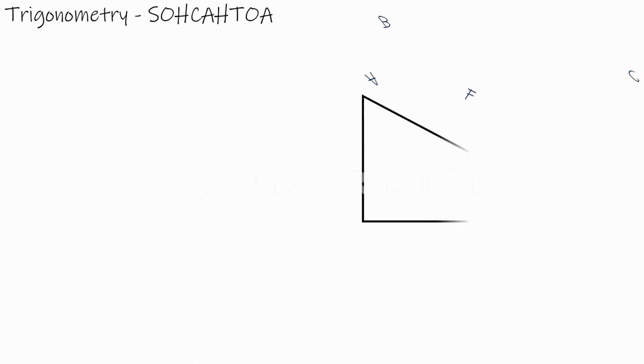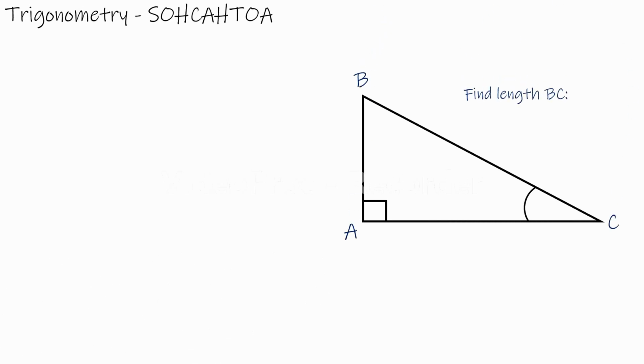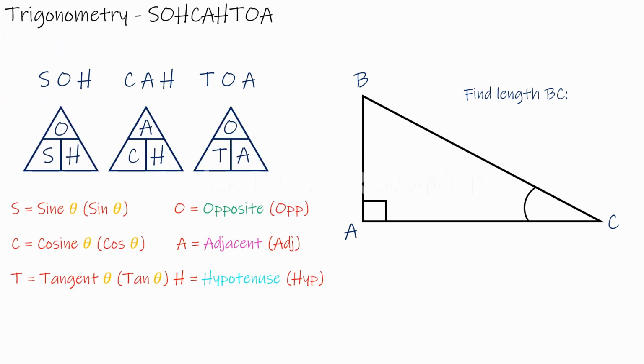Now, moving on to SOHCAHTOA itself. You will often get questions like this. Find length BC. Now, you will be given other lengths, and we'll get onto that shortly. But first, let's take a look at our acronym SOHCAHTOA. We can use three formula triangles to show what this actually represents.